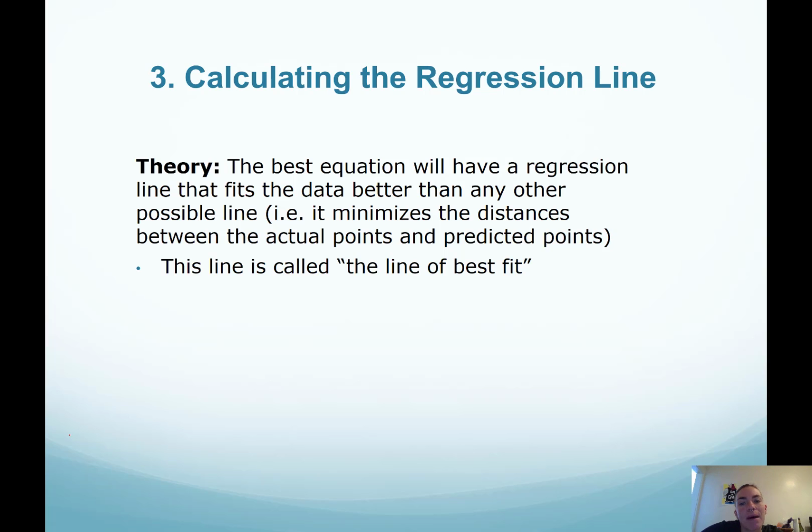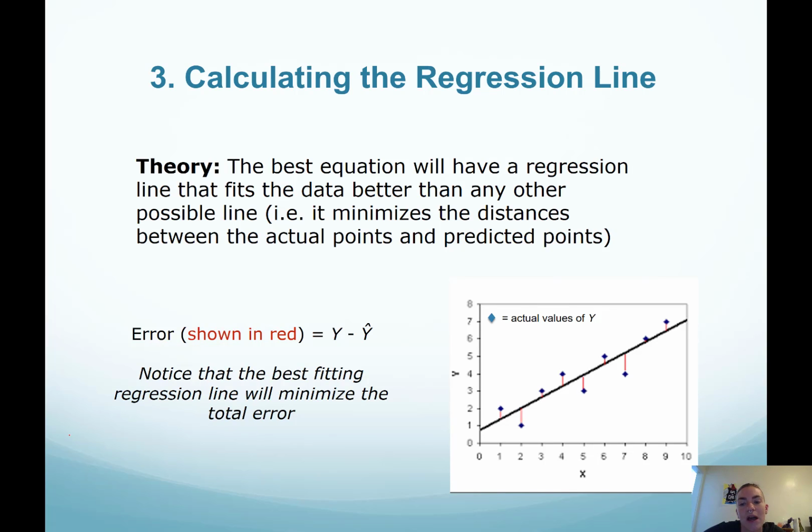So the theory is that the best equation will have a regression line that fits the data better than any other possible line. Or in other words, it minimizes the distance between the actual points and the predicted points, or the points on the line. And this line that fits the data better than any other possible line, or minimizes the distance from the points on the scatter plot and the points on the line, is called the line of best fit.